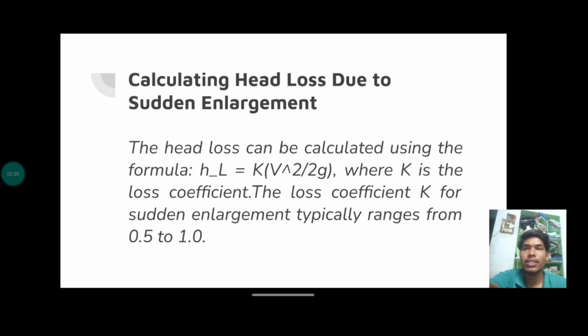Next, the calculation of head loss due to sudden enlargement. Here is the formula for sudden enlargement. The head loss can be calculated using the formula: head loss is equal to k into v square by 2g, where k is the loss coefficient. The loss coefficient k for sudden enlargement typically ranges from 0.5 to 1.0. Here the formula for sudden enlargement, that is HL is equal to K V square by 2g.